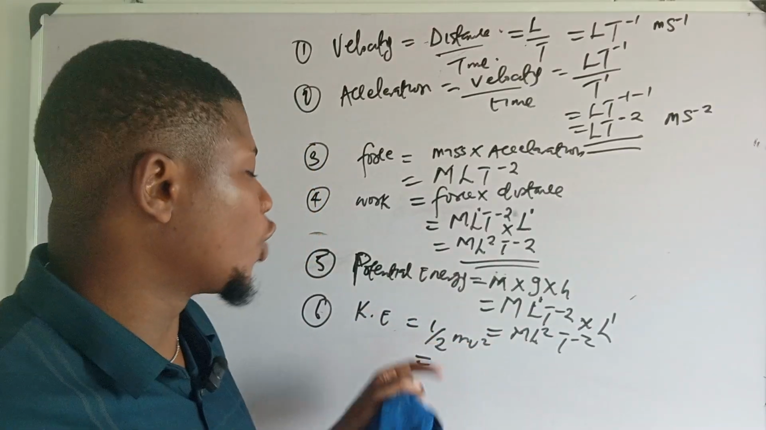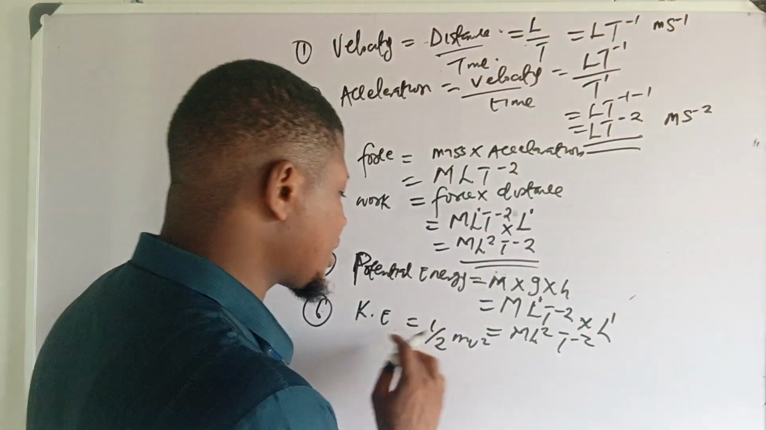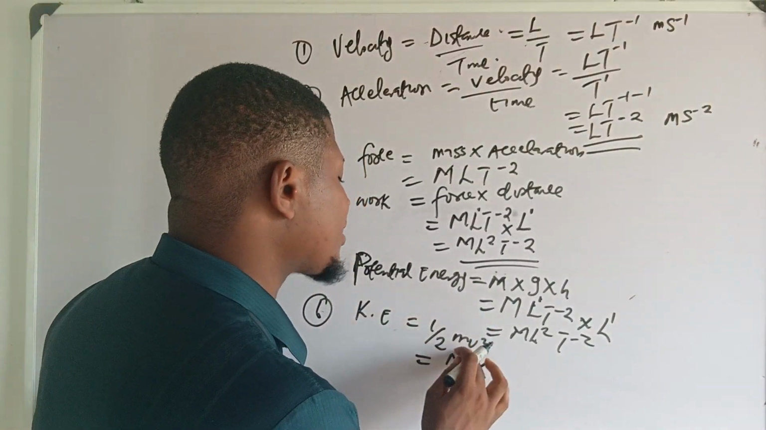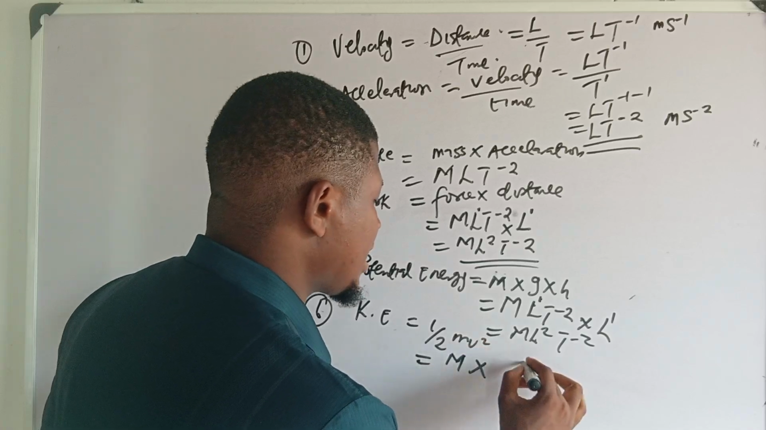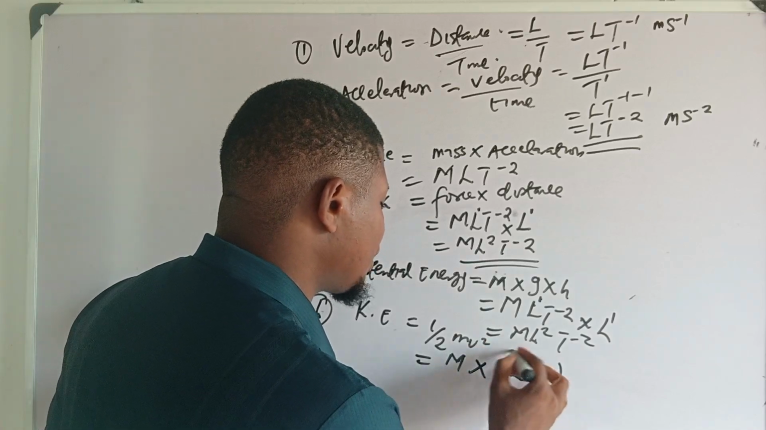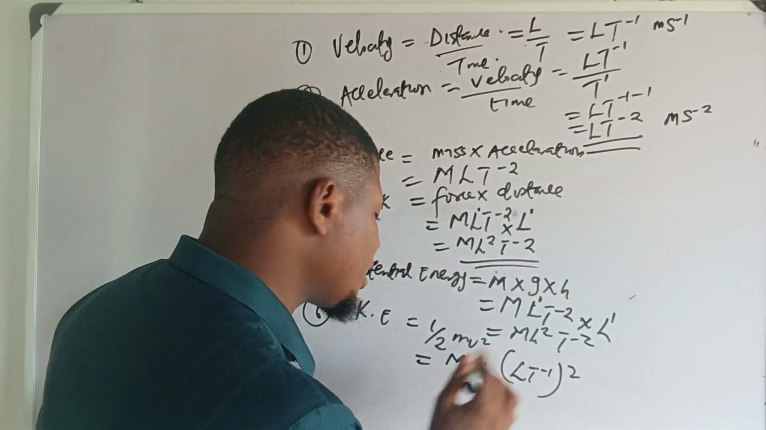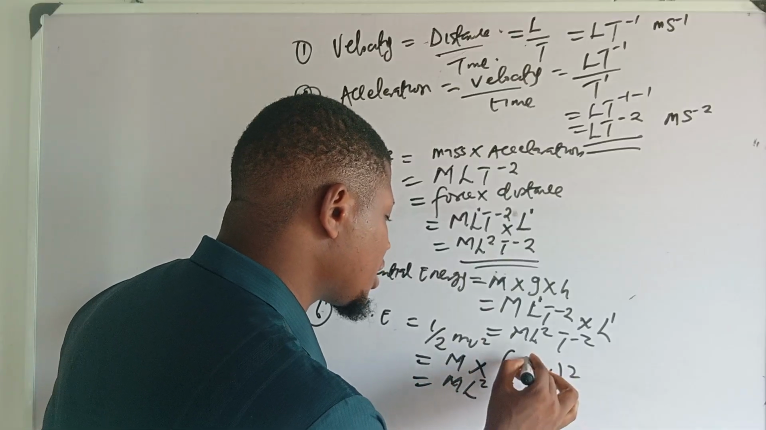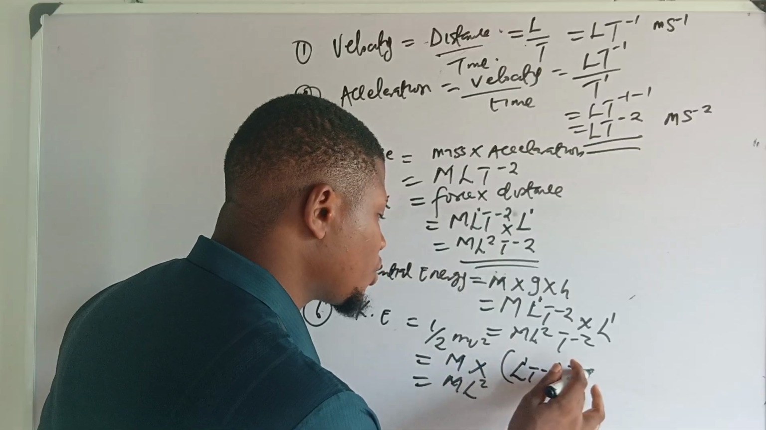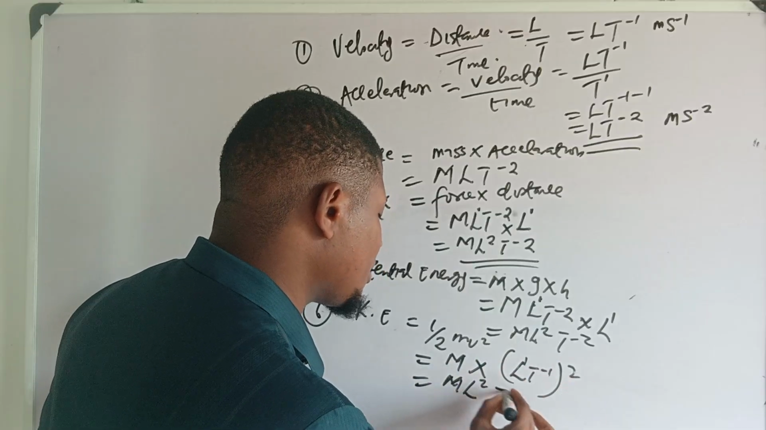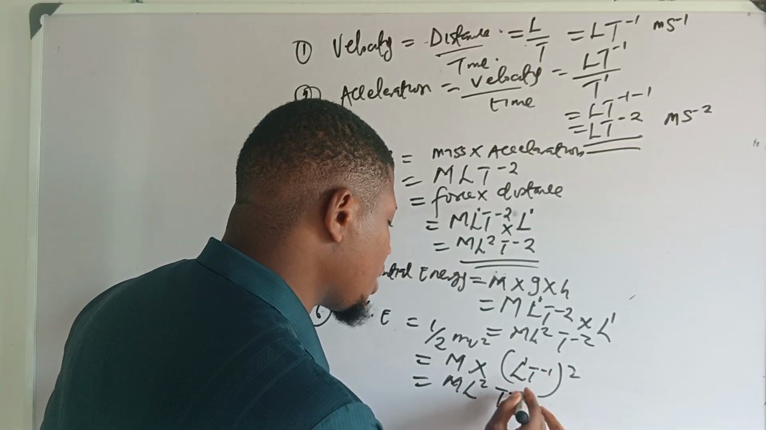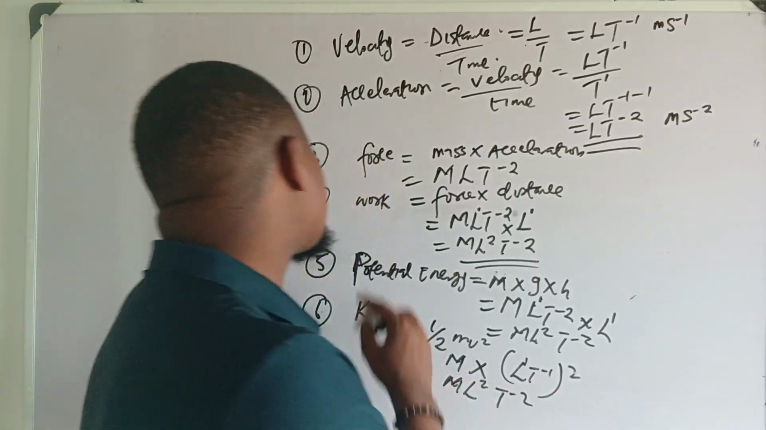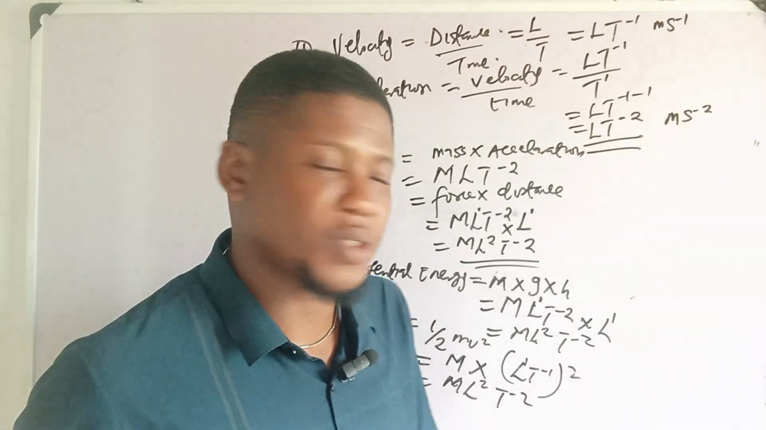We don't include numbers in dimension, so the numbers are dimensionless. So mass is M times velocity is LT minus 1, and the square. So 2 times this thing is what? ML squared. 2 times minus 1 is minus 2. No, this is raised to power 1. 2 times 1 is 2. 2 times minus 1 is minus 2. ML squared T minus 2. Are you seeing both energy and work? They have the same dimension.